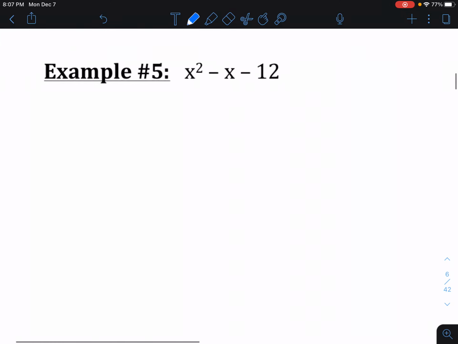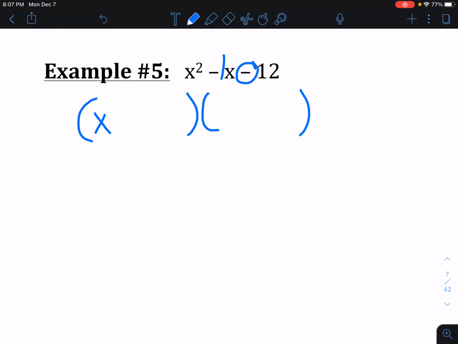Okay, next up. Now this one, I look at the C first, and it's a minus. And by the way, the B is a -1. So again, when we look at the C first, and it's a minus, what are the signs there? Rewind if you're not sure. Signs are plus, minus. So now, we need two numbers that multiply to get 12, but subtract to get -1.